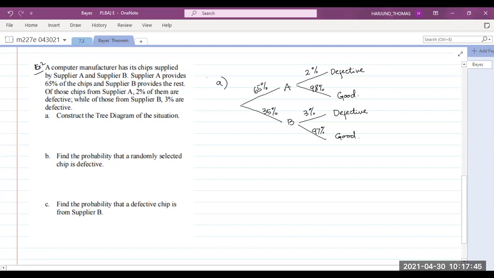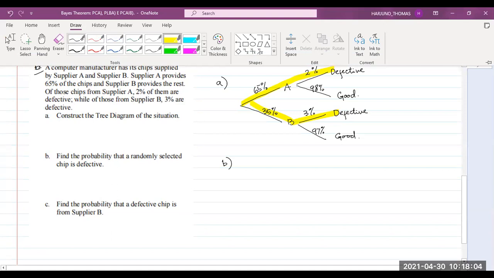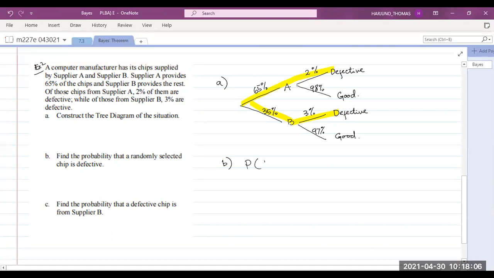Part B: find the probability that a randomly selected chip is defective. To be defective, it has to go through this path or this path. So the probability of defective is either from A and defective, or from B and defective.